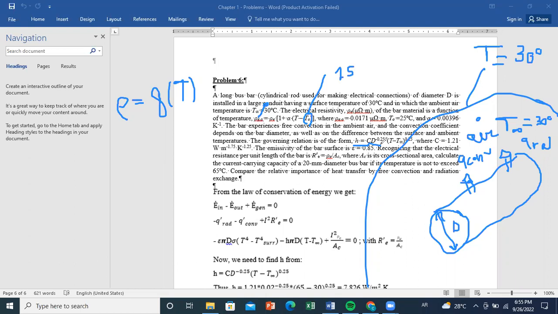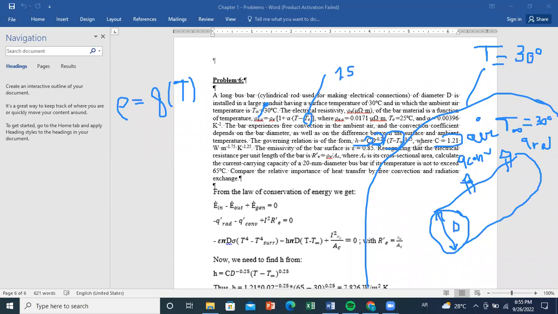Other times, they can directly give us H, or like here, they give you the equation allowing you to calculate H. So here, H, as we can see, is a function of a constant, which is provided. So C is 1.21. It's a function of the diameter of the rod, and also a function of the value of delta T. And the emissivity of the bar, epsilon, is provided.